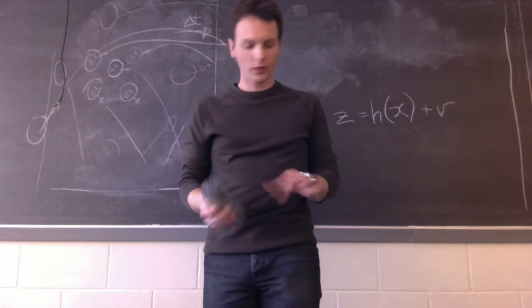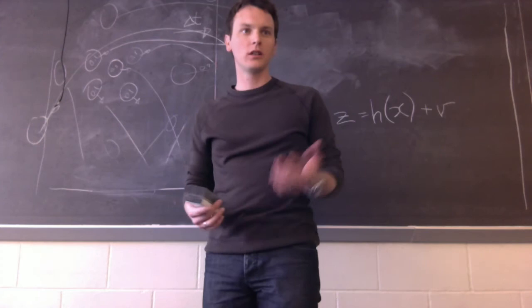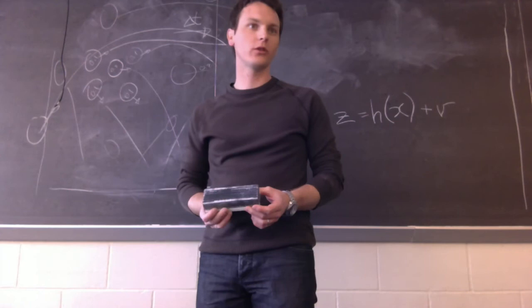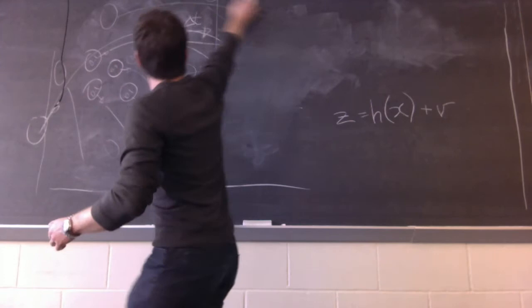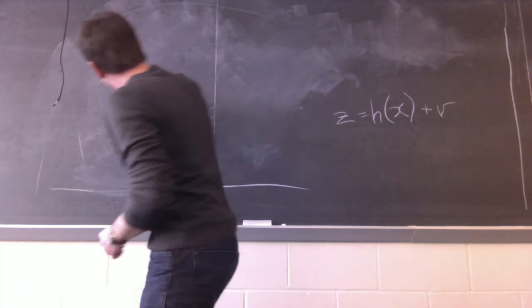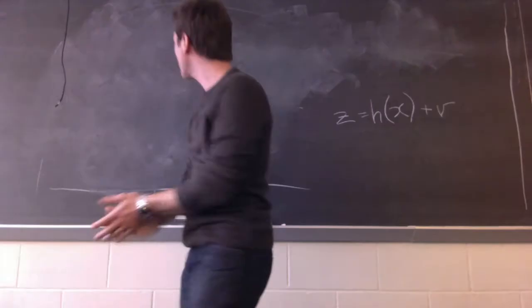The only reason is GPS units are usually on dinky little boards that have terrible processors, so they want to run something that's a lot faster. They probably run some sort of multi-model filter. They're probably just running several filters simultaneously and picking the one that's doing the best. Okay, so that's a particle filter.